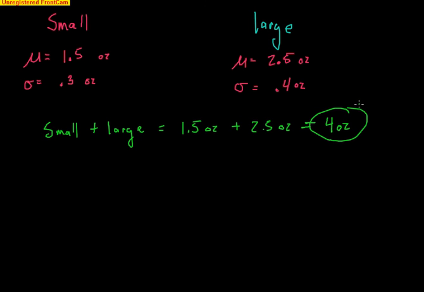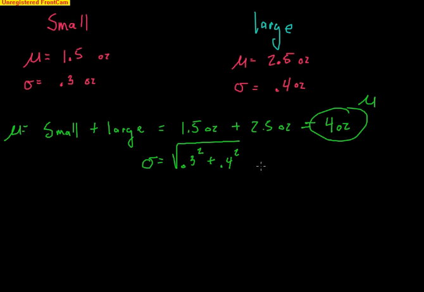What about the standard deviation? Remember, this is mu, and that's easy, we just did that. Standard deviation, I can't just add them. This is not how it works. You have to add the variance. So 0.3 squared is the variance for the small bowl, plus 0.4 squared is the variance for the large bowl, and then I take a square root to get back to a standard deviation.